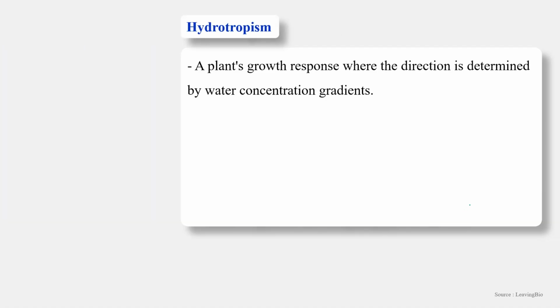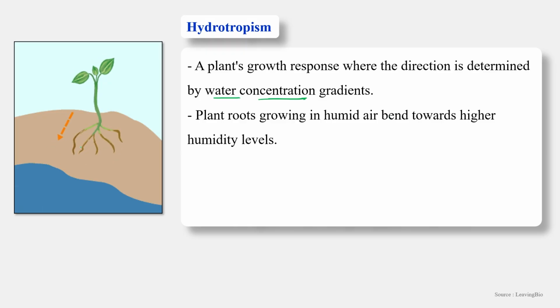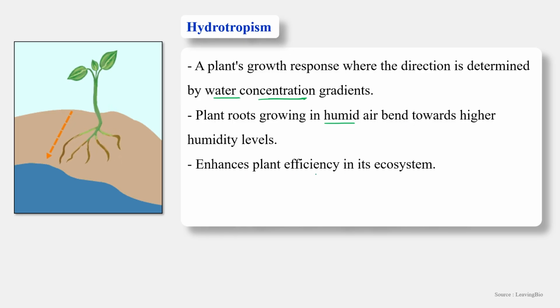Now hydrotropism, when a plant growth response occurs towards the water concentration side. Okay, a plant growth response where the direction is determined by a water concentration gradient. As you can see over here, the root moves towards the water side. This is known as hydrotropism. A plant root growing in humid air bends towards the higher humidity level. This is known as hydrotropism. It enhances plant efficiency in its ecosystem.